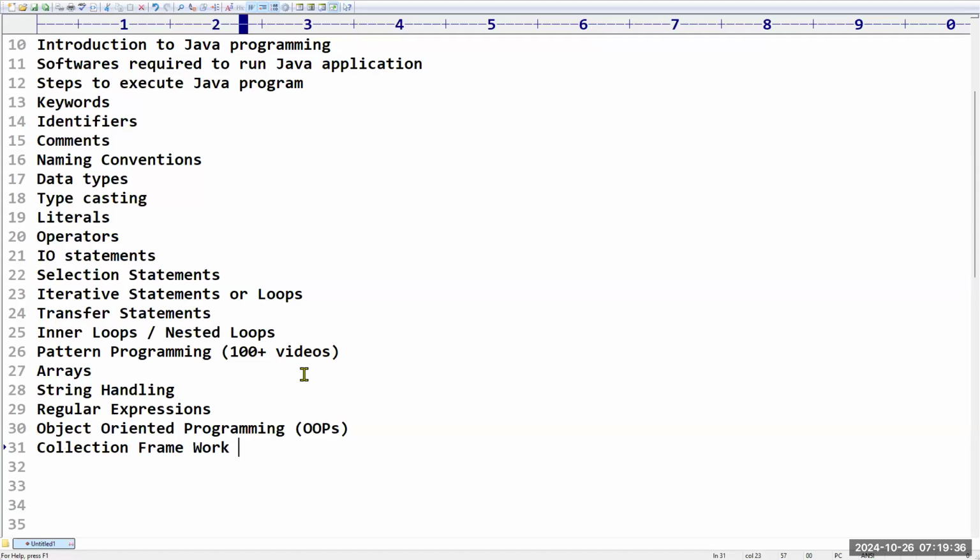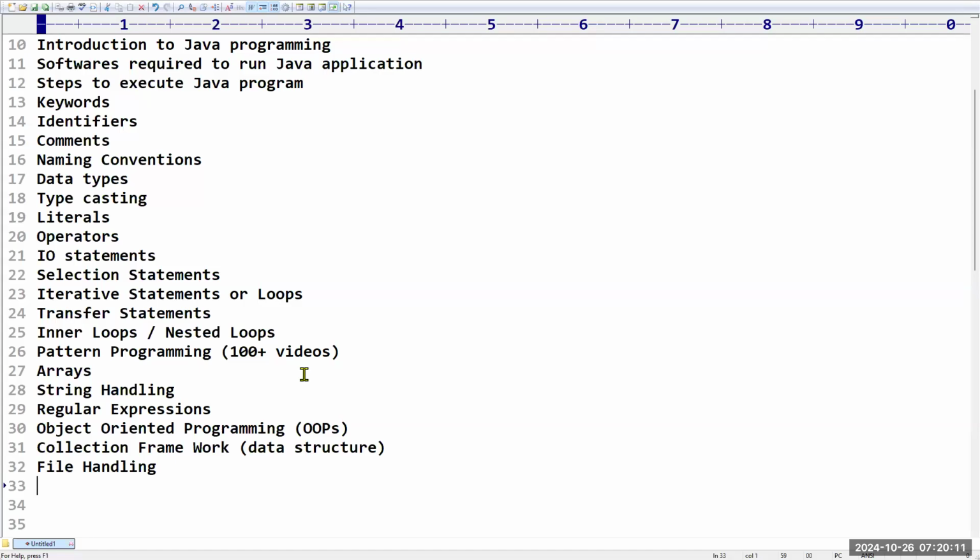Collection framework, in the sense, we call it data structures. In Java, we have default data structures like linked list. Next, after that, hash map, array list, vector, stack, queue, like that. We will see those data structures in detail. After that, exception and file handling: how to handle files, and database handling.